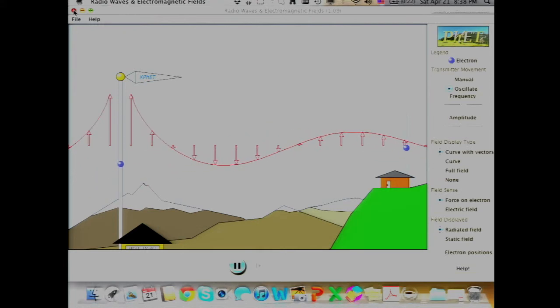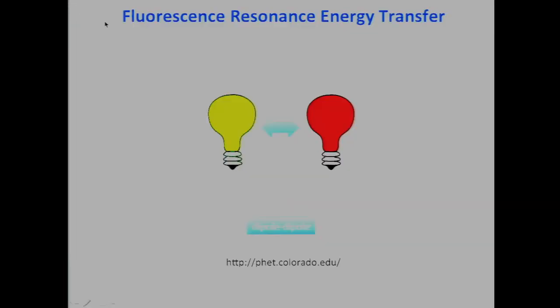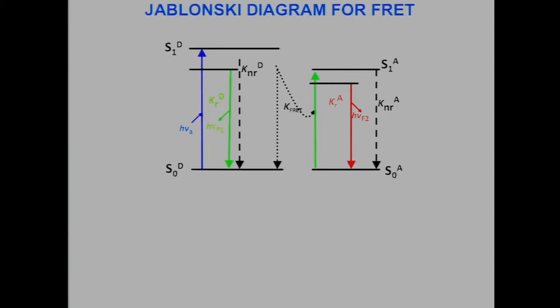This happens in the electromagnetic radio frequency range, but if we do the same for molecules, we will still have the exact same interaction. Here we have the donor and acceptor molecules now described in this Jablonski diagram as I described before.